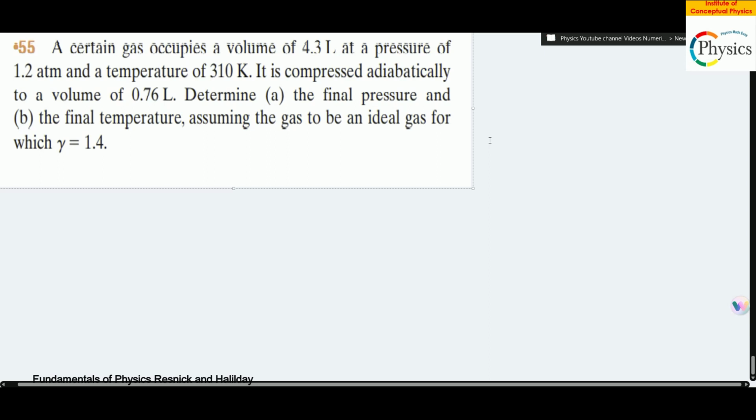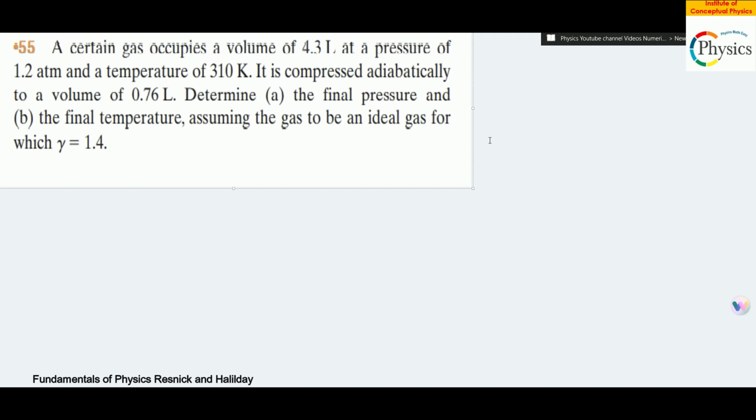All right, so let's talk about this numerical. Again, this numerical is very, very important because you can expect something very similar in entrance examination and your school examination, or even if you're a student of AP Physics or IB Physics or State Board.